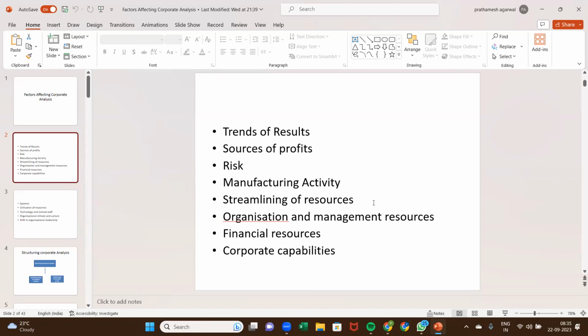streamlining of resources. At times it is necessary for the strategist or the top management to monitor the internal resources and streamline the resources if required. Such resources need to be rationalized, in the sense they are required to be given certain importance. So how is this importance given?